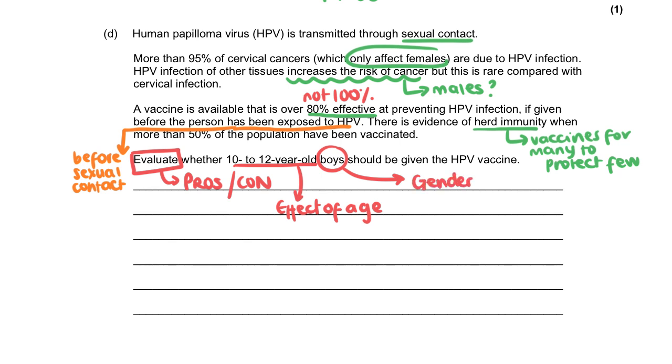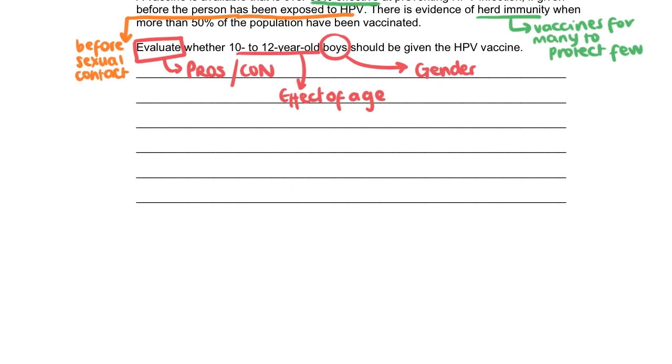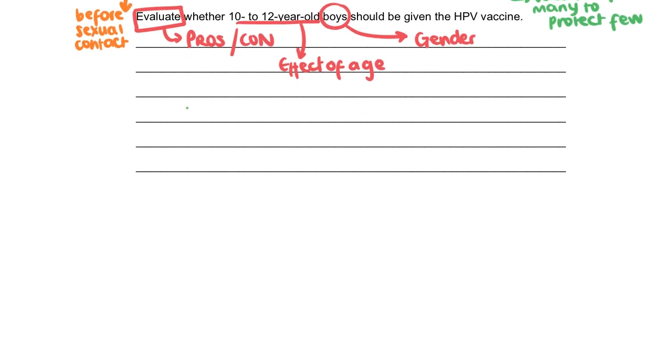Okay, so we've said already in this stem that more than 95% of cervical cancers, which are only going to affect females, are due to this HPV. So we're going to take a list now of the for and the against points, and I will come back and tell you how the marks are awarded as we go through. This is a 4-mark question. So things for: you need to give it early.